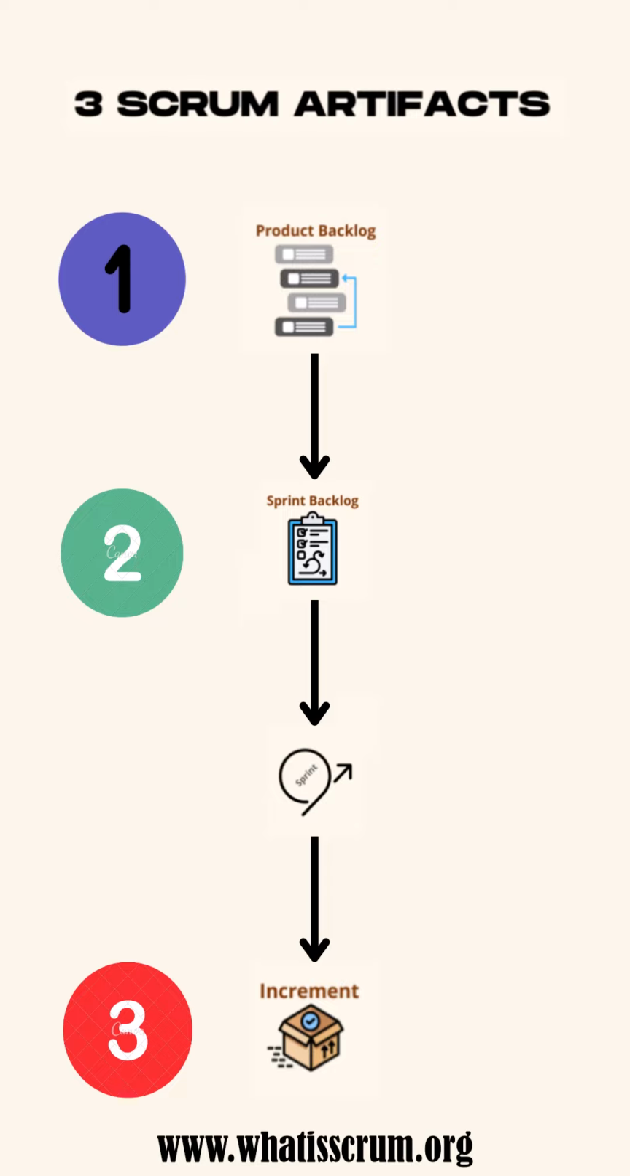Product Backlog. This is a prioritized list of all the features, enhancements, and fixes required to build a product. It's continuously updated and serves as the roadmap for developers.